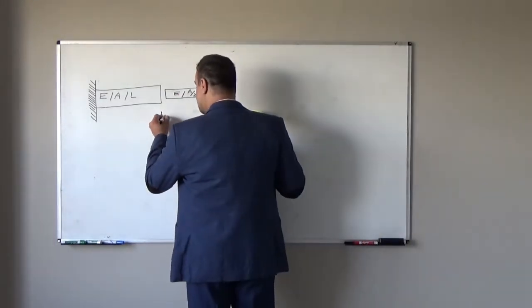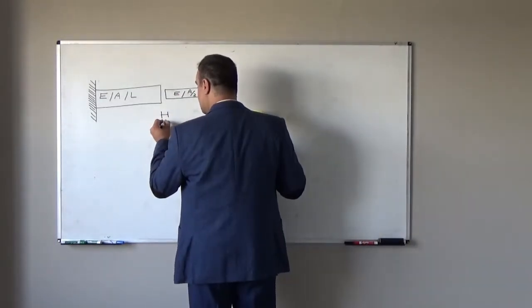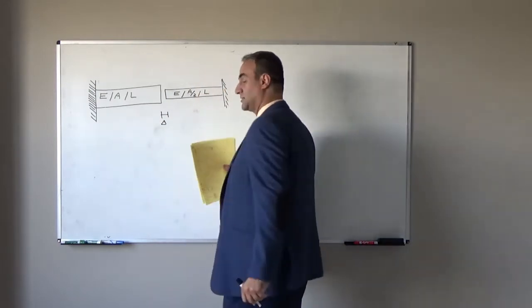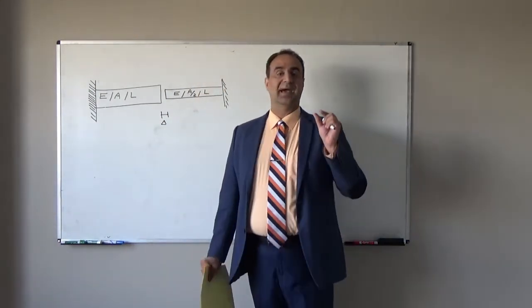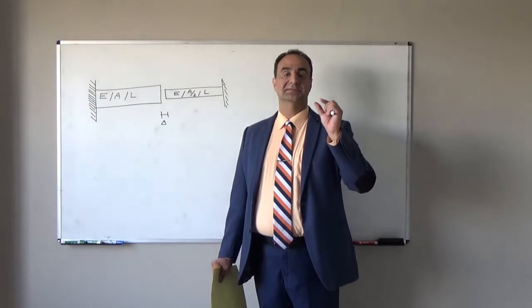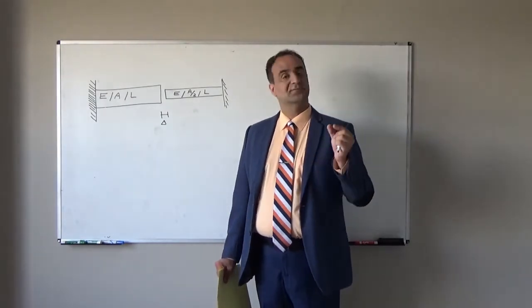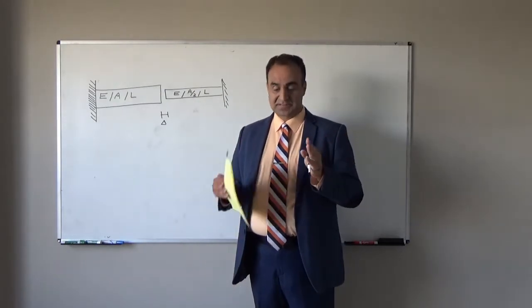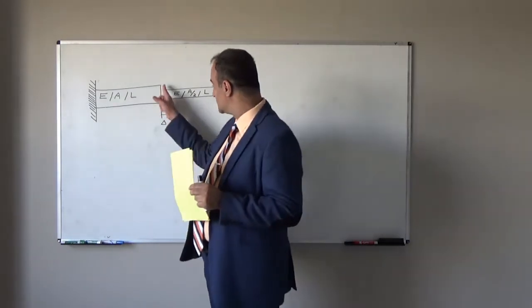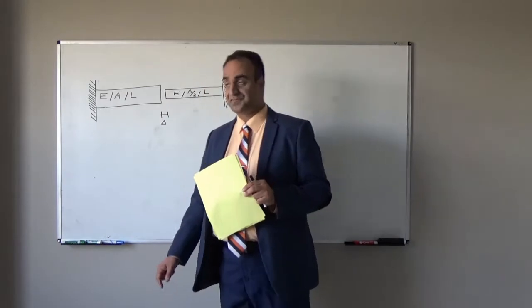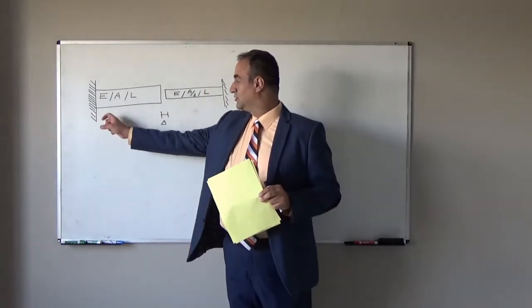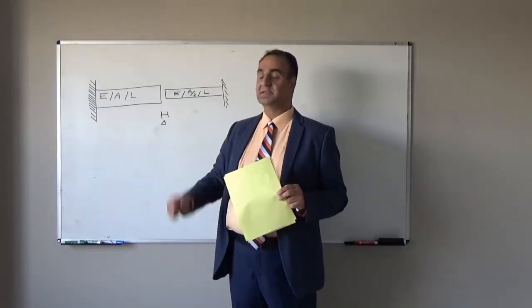There is a small gap between these two rods. The magnitude of that gap is delta. Delta, again, is a known value. For example, it is 1 millimeter. It is a known value, a small gap. So there is no connection here initially. And we have two supports, and you see they are fixed supports.